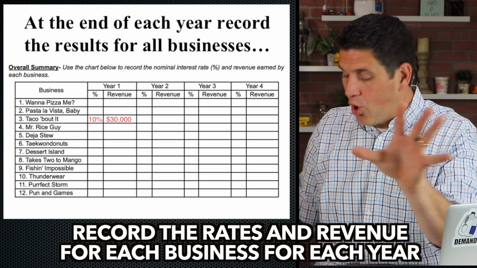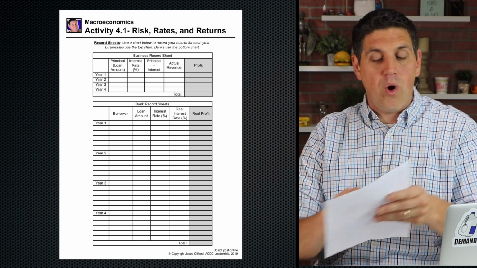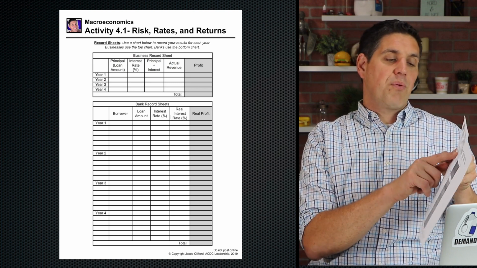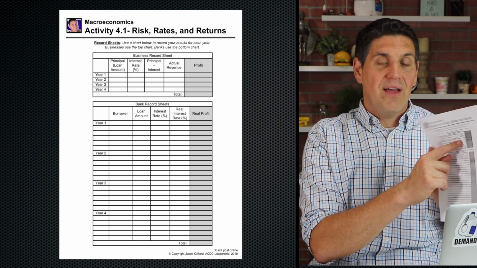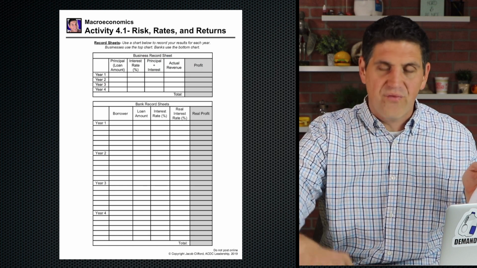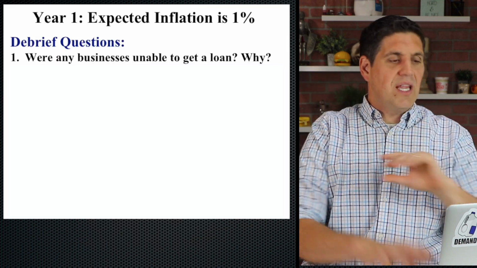So after year one's over, everyone sits down. Each one of the businesses is going to calculate and record on the business record sheet the principal, the loan amount, the interest rate, the principal and interest together, the actual revenue they earned from picking the cards, and then their profit. So they're calculating their profit. So here we go, debrief questions.